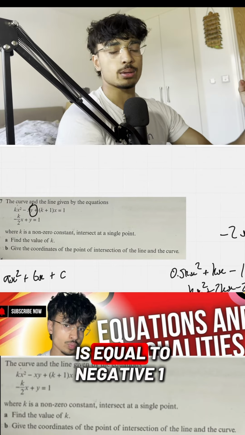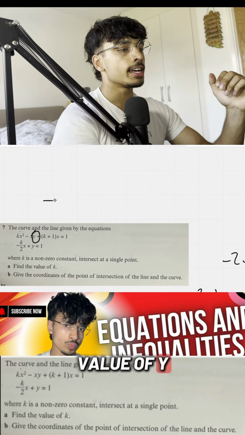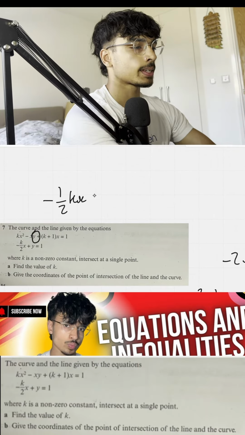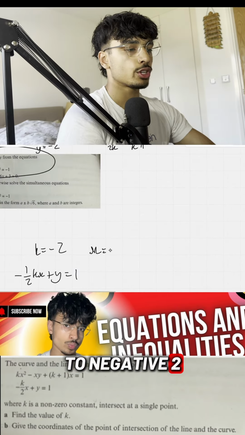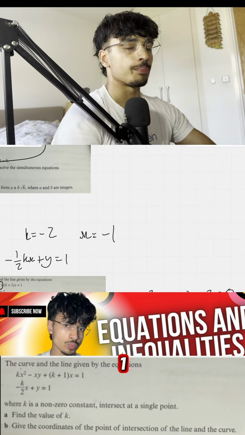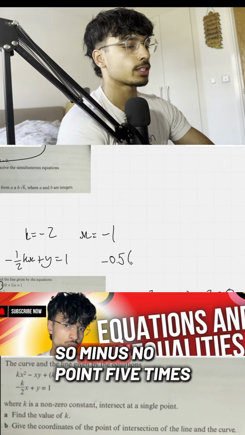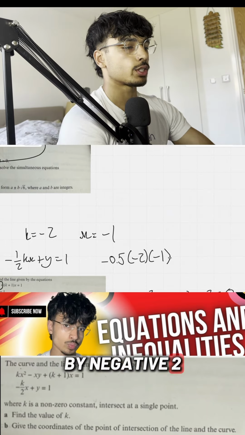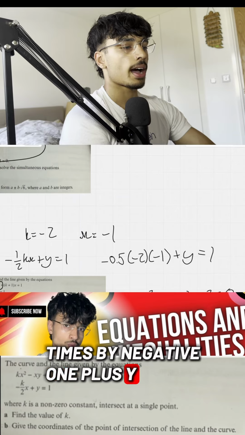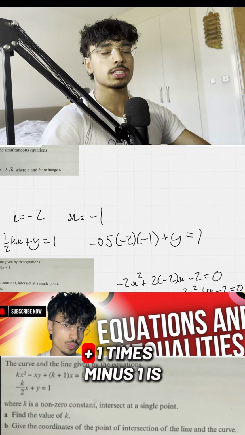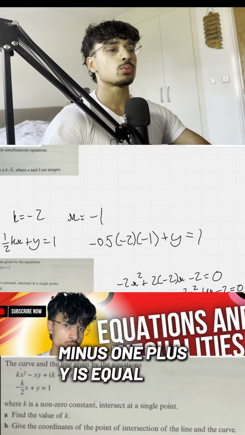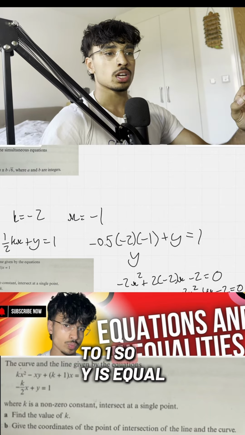Right, so we know that x is equal to negative 1. Now we need to find the value of y. So we know that minus half kx plus y is equal to 1. We know that k is equal to negative 2 and x is equal to negative 1. Okay, now we sub those values in, so minus 0.5 times negative 2 times negative 1 plus y is equal to 1. Okay, so minus a half times minus 2 is equal to positive 1. Positive 1 times minus 1 is just minus 1. Minus 1 plus y is equal to 1. So y is equal to 2.